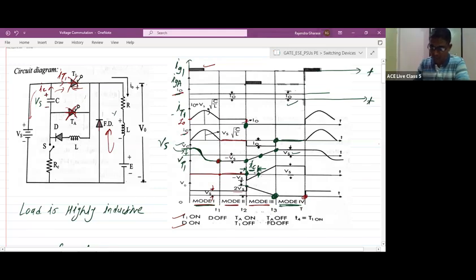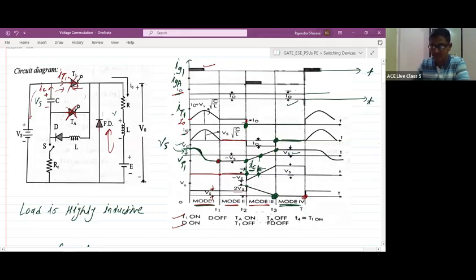You can check during TC how the capacitor voltage is changing. It is changing from minus Vs to 0. From here to here, capacitor voltage changes from minus Vs to 0. So what is the change in the voltage? It is 0 minus of minus Vs, so that is Vs only. That is dVC. And what about dt? dt is nothing but change in time, from this point to this point.